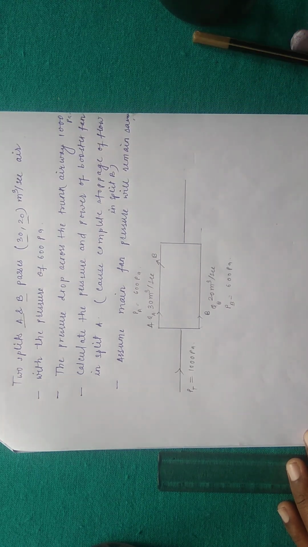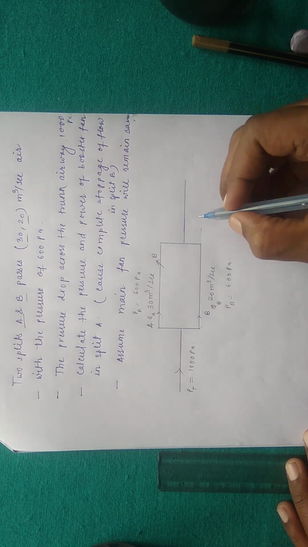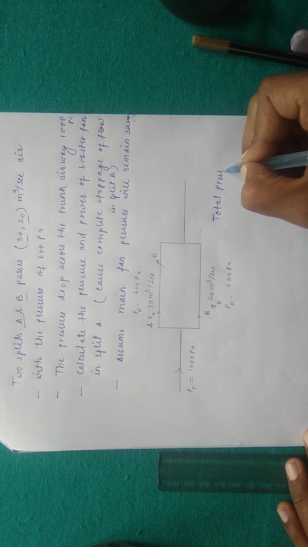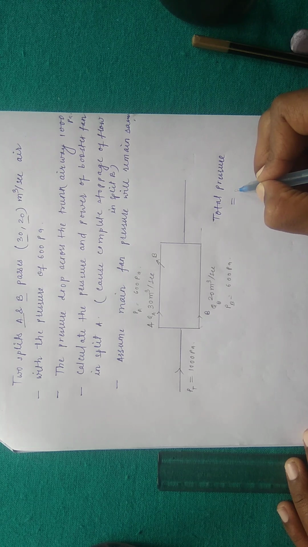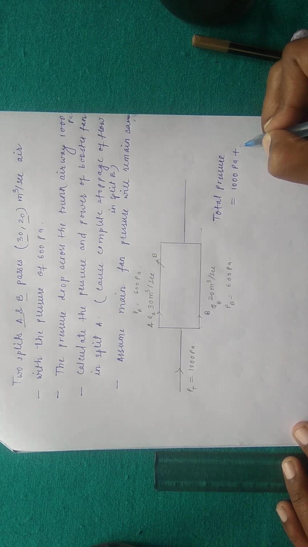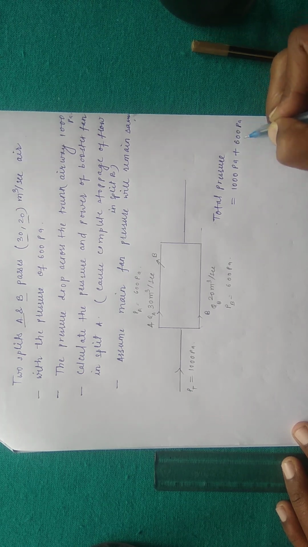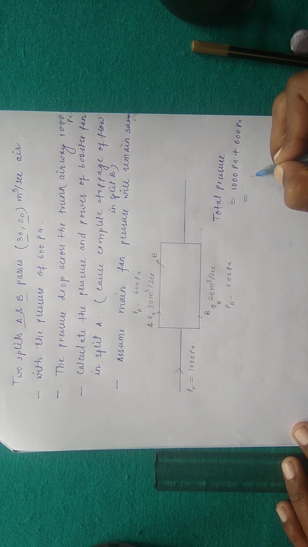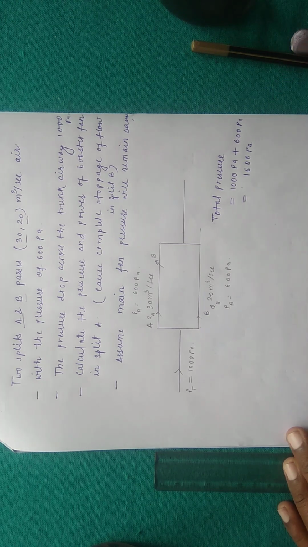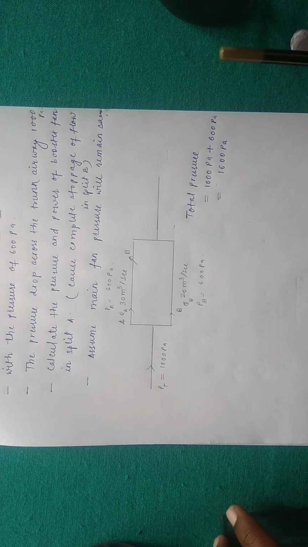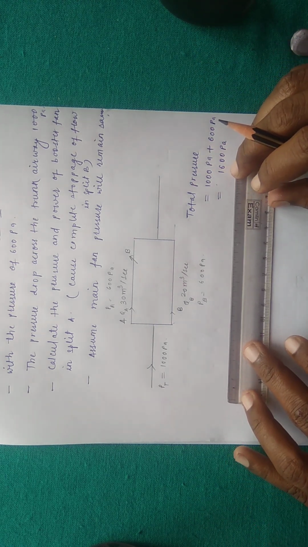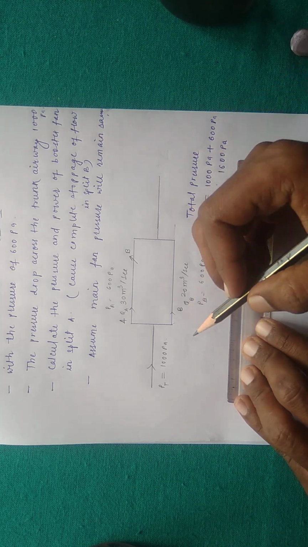What will the total pressure be? It is 1000 pascal, the trunk pressure, and 600 pascal pressure across the splits. So the total pressure is 1600 pascal, and we can also represent the resistance of the trunk and the total pressure, that is 1600.